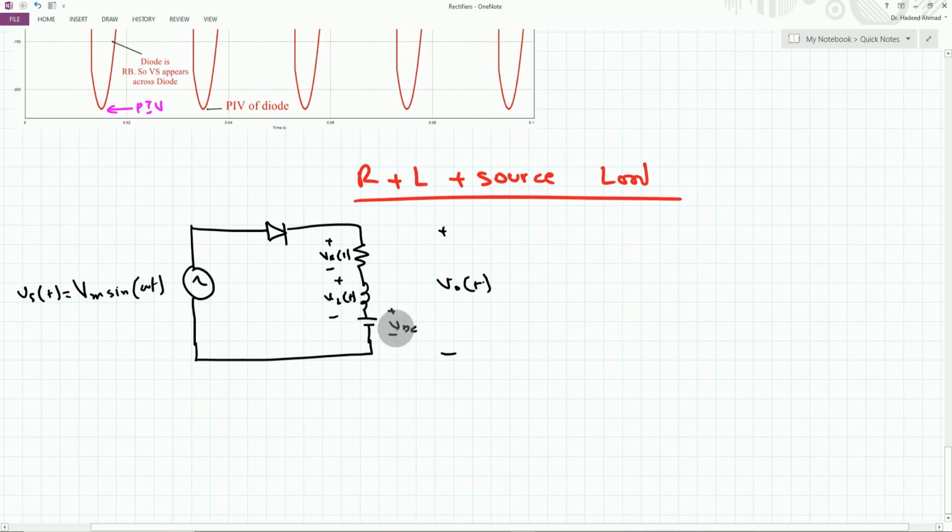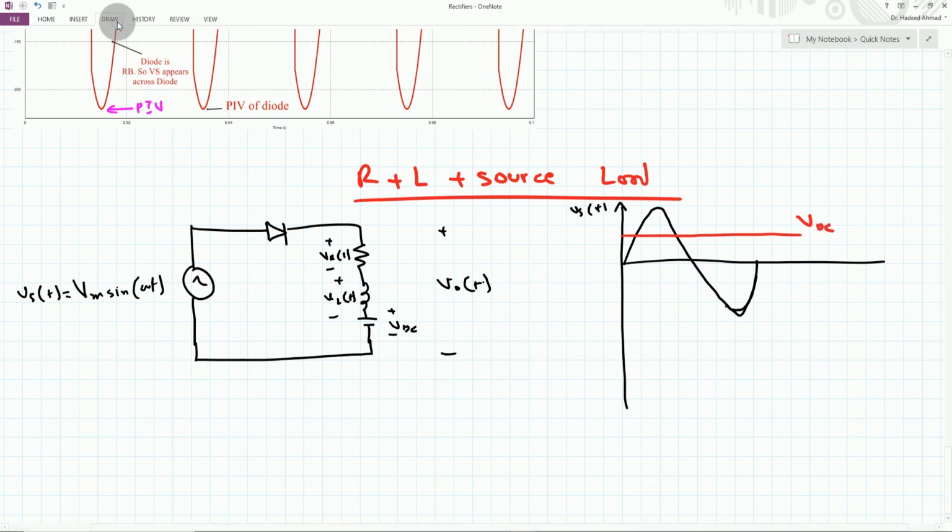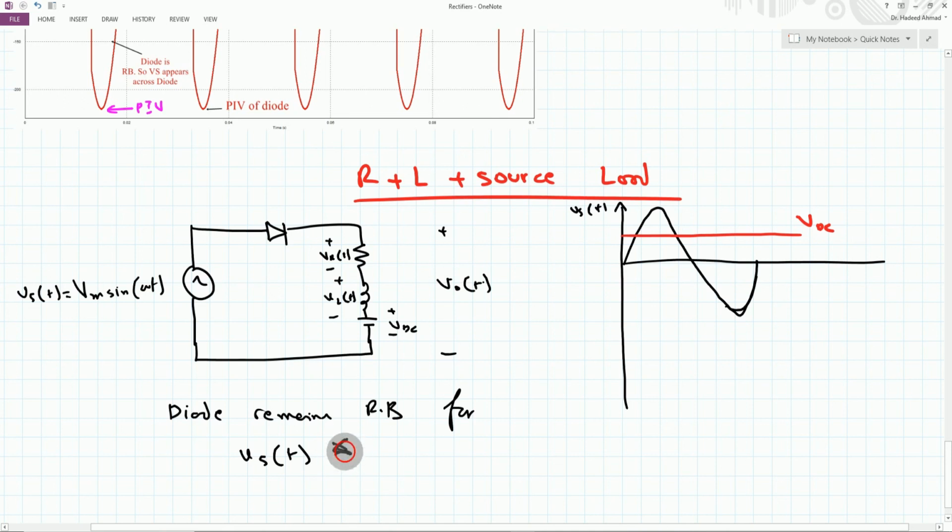So if we include this VDC here, then one thing is very sure, that for this AC applied voltage waveform vs(t), and for this VDC, the diode will not conduct until and unless we have this sine wave greater than this VDC, because otherwise the potential difference across this particular diode will not exceed its value, so that it goes into the conduction mode, and therefore the diode remains reverse biased for vs(t) less than the VDC.